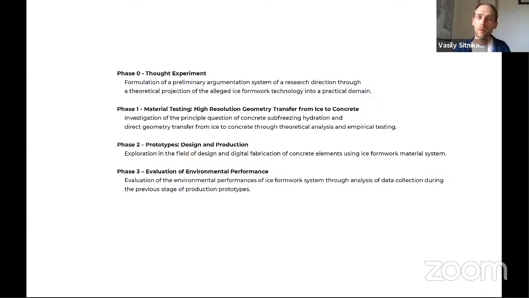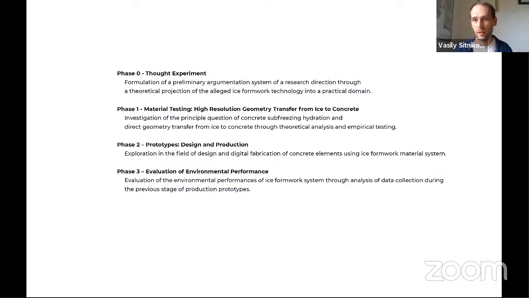So with this formulated in the form of a thought experiment, which is this general preliminary argumentation for the system, I have defined three major steps that need to be done in order to validate the technology and define its general performance. So the first issue, of course, is the hardening and contact of concrete and ice.